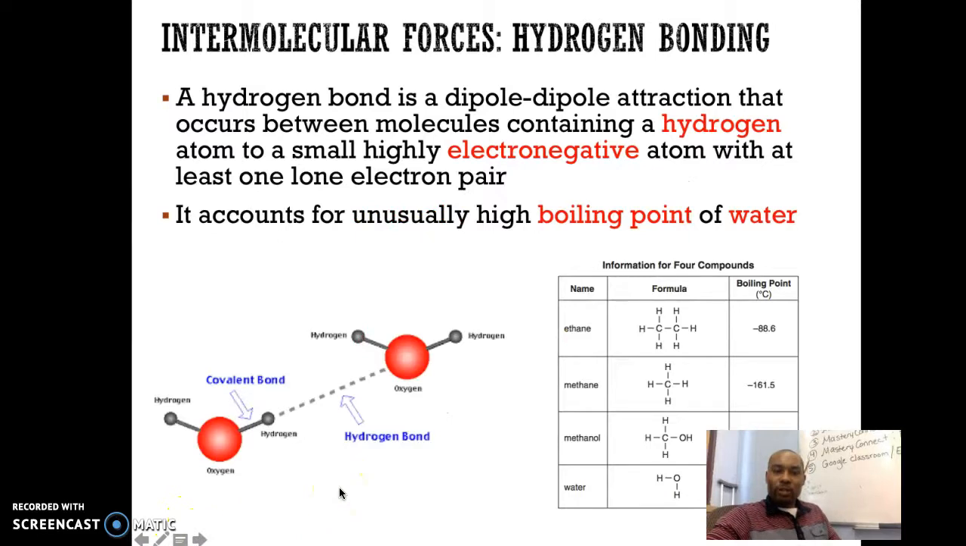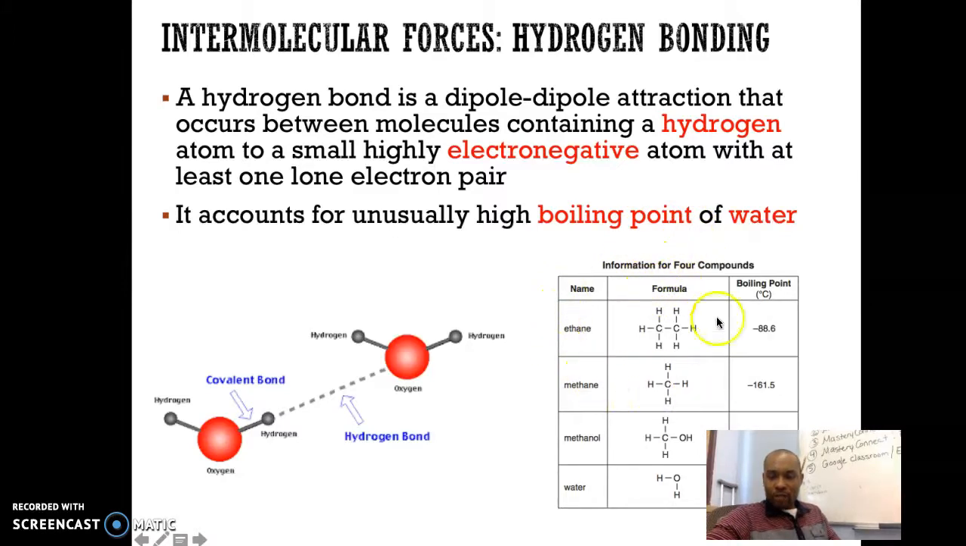And then the last intermolecular force is hydrogen bonding. A hydrogen bond is a dipole-dipole attraction that occurs between molecules that have a hydrogen atom bonded to a small, highly electronegative atom with at least one lone pair. Now, it sounds confusing. I'm going to try to clear it up. But hydrogen bonding is a very important bond because that's the reason why water is a very unusual substance. These hydrogen bonds account for why water has an unusually high boiling point compared to other substances.